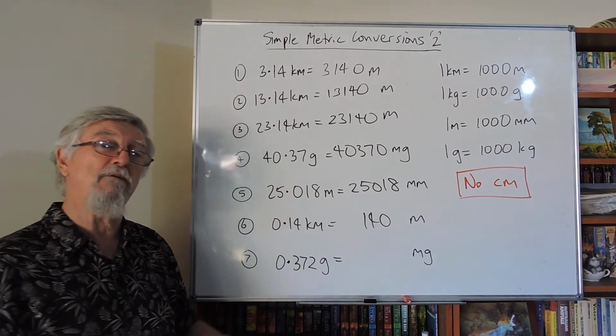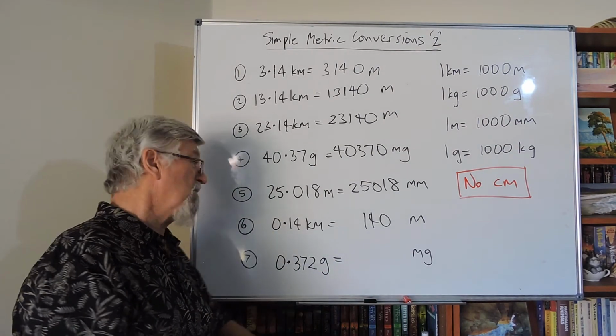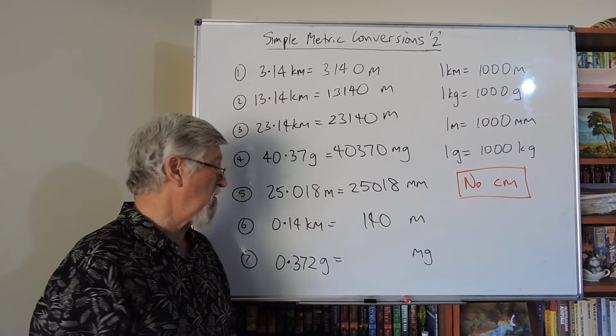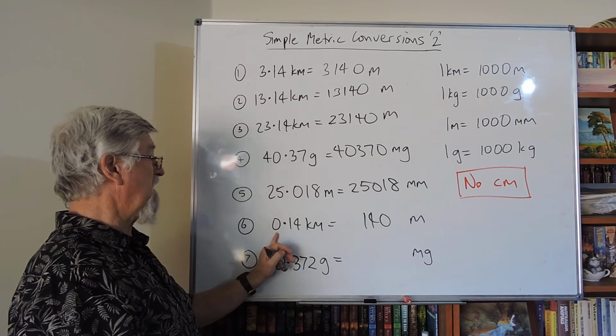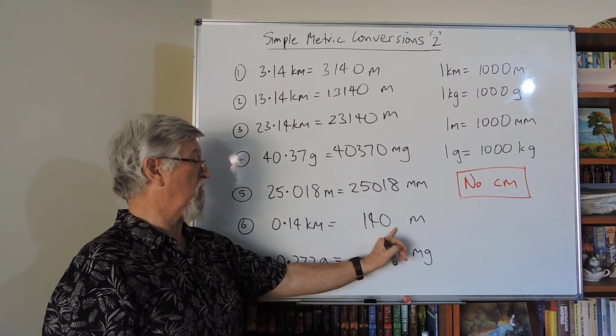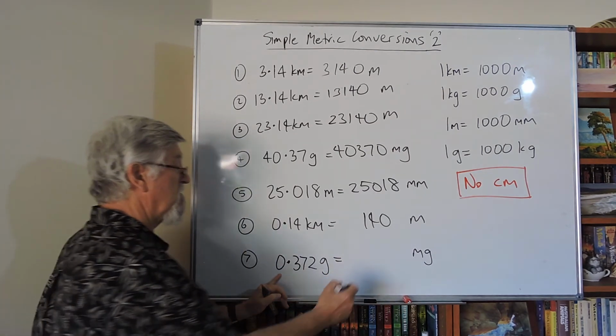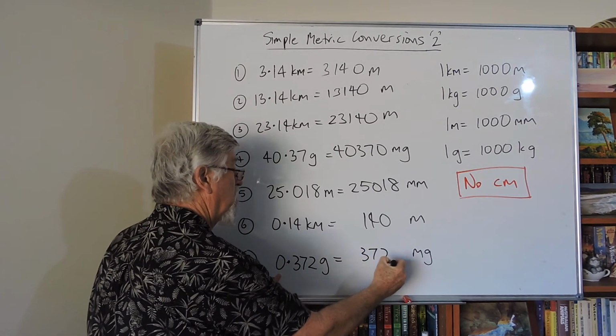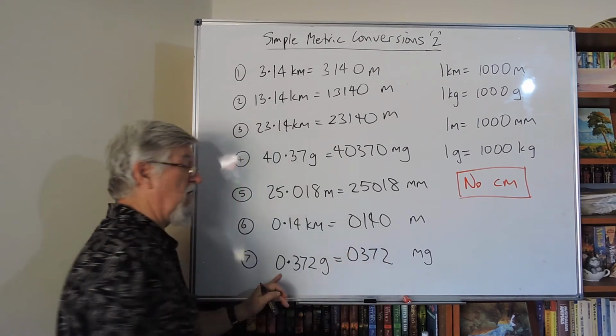Some people say you better multiply by thousands. But I watch students who have trouble with multiplying by thousands. So they've got no thousands, and that's got 140. So there's the 140. No thousands, 372.